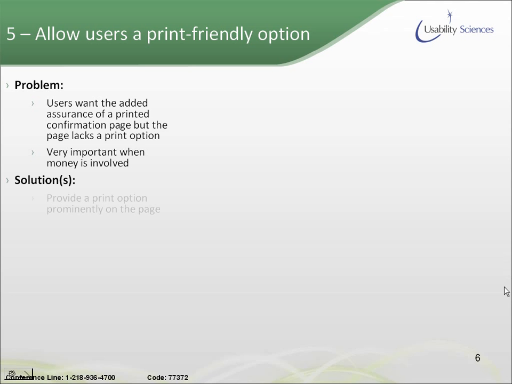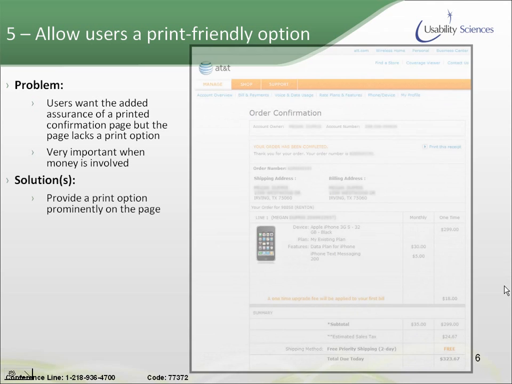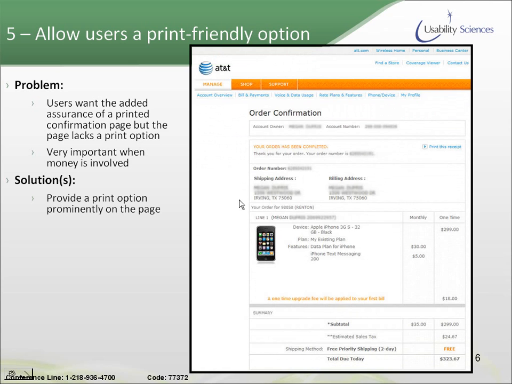Easy solution is to provide a print option and place it prominently on the page. This is the order confirmation page from AT&T for an online order for the new iPhone. You can see it's got all the needed information, and they also offer a print this receipt option on the page. It's placed within the area of the order confirmation, so it's not down at the bottom or anything. The text of the link is also a different color than everything else in this area. It's bright blue, just the same as all these other links, which draws that type of link together.